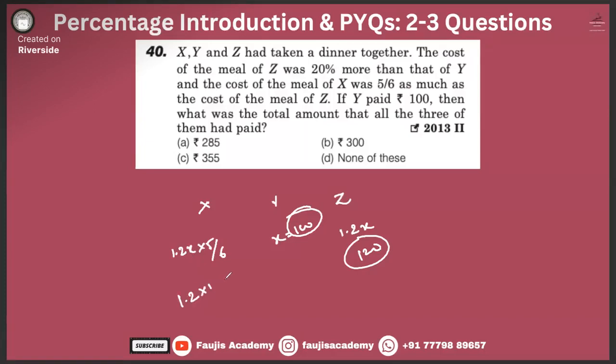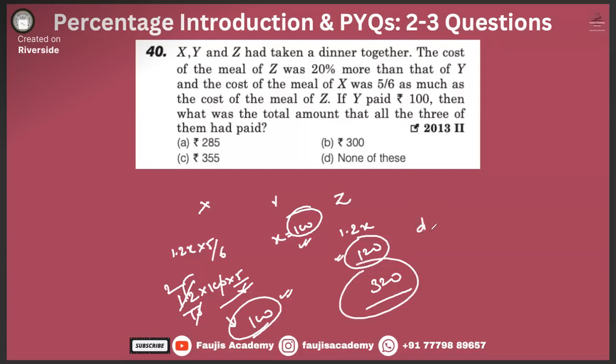1.2 into 100 divided by 5.6. 100, sir. This one is again 100. If you add all of these three, how much do we get? None of this. D is your correct answer over here. Shall we move? Shall we move, guys?